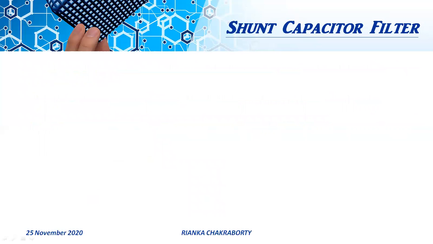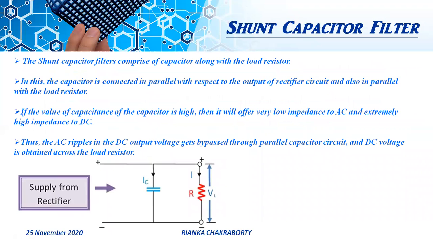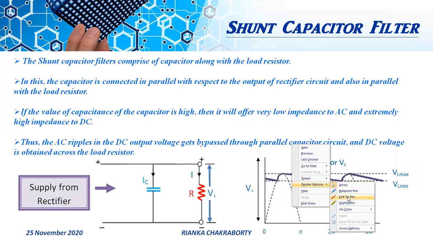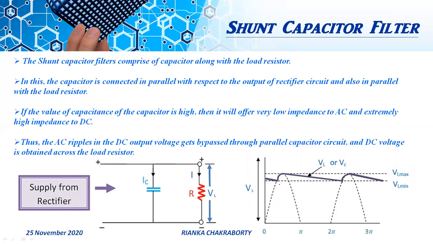For shunt capacitor filter, this is the circuit diagram where we use a capacitor and a load resistance R. So to define the operation, first of all, I consider this one is A, this one is B, this one is C, this one is D, and this is E.